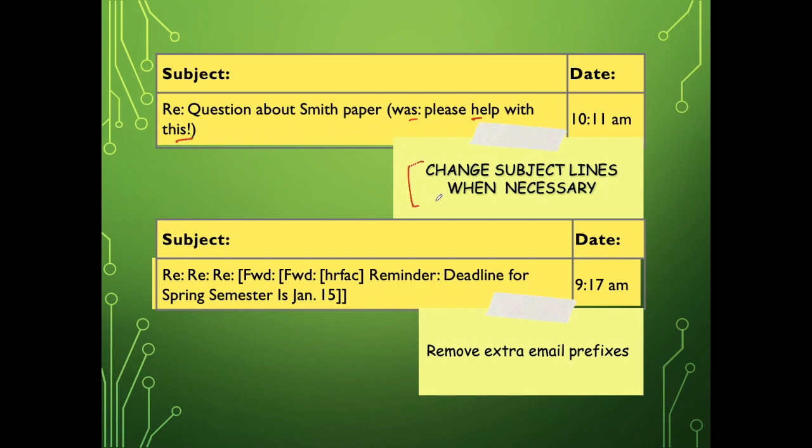Now you should change subject lines when necessary. So instead of writing reply to please help with this, you can simply write reply to question about Smith paper. Next, you can see that there have been a lot of replies, or it says reply, reply, reply, forward, forward, and so on. So then is your deadline for spring semester in Jan, right? So you can remove all these extra email prefixes. Instead, you should have just one. Either you want to retain a forward or a reply, you can choose accordingly. But the idea is to use only one prefix.